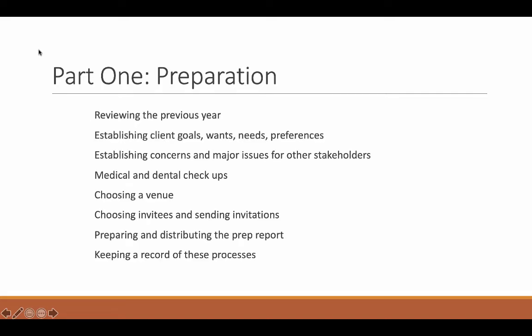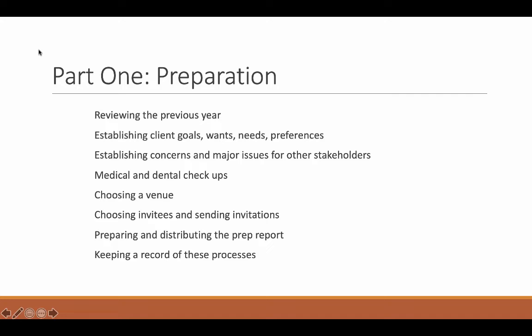Part one, and we'll skip through this slide fairly quickly because we're going to dive into it in more detail later on, involves things like reviewing what's happened in the previous year for that person, finding out what their goals, wants, needs, and preferences are, and doing the same thing by talking to the stakeholders in their lives, such as their family, and also establishing any major concerns that might be happening, doing a medical and dental checkup for the person, choosing where we'll have this meeting and the timing of it, choosing who will be there and sending them invitations. And a lot of work goes into preparing what we call a preparatory report and making sure it gets out to people in ample time in advance.